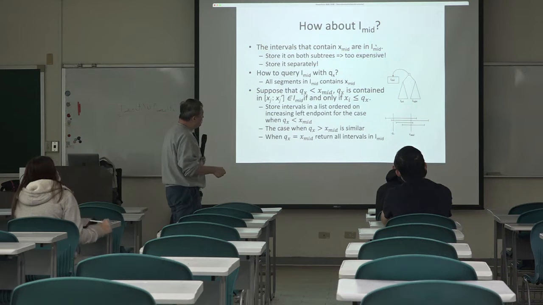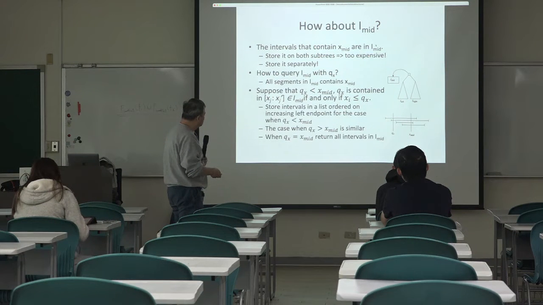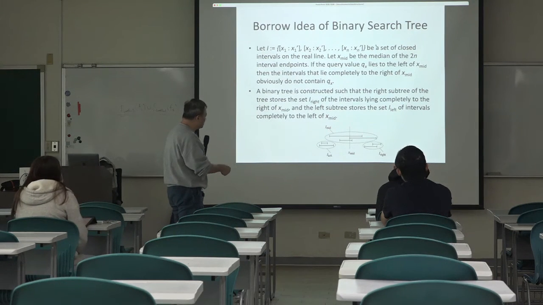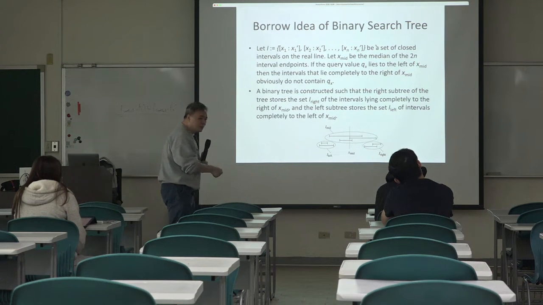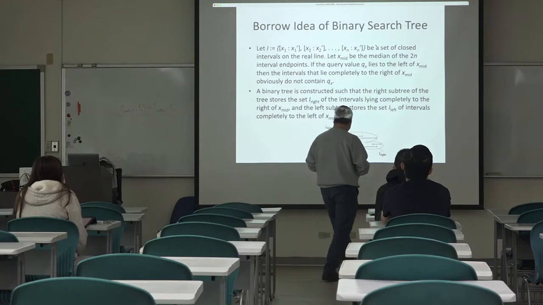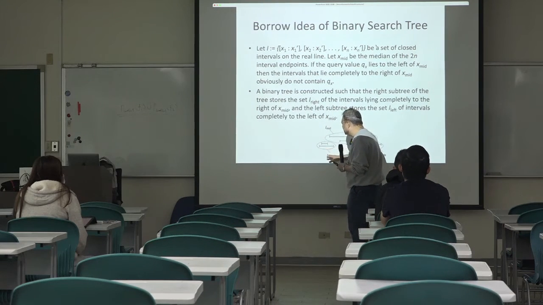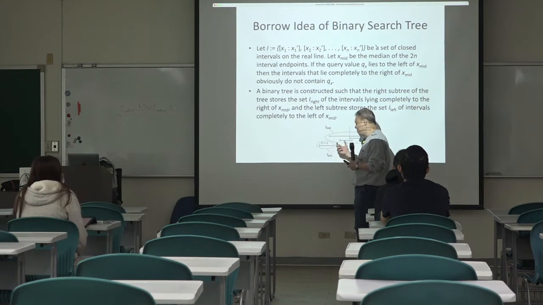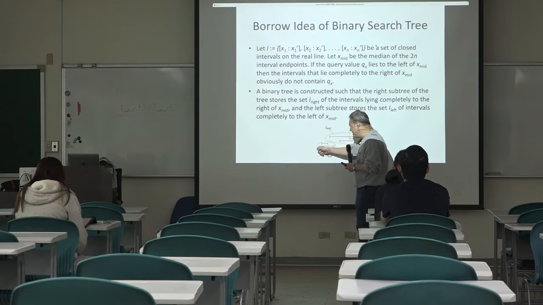So we already know, if the query line falls to the left of x mid, we don't need to worry about the right subtree. But obviously, if it falls on the left, we need to deal with the left subtree, so in the query process we continue to query this left subtree.